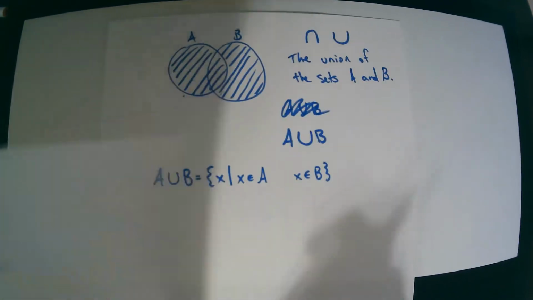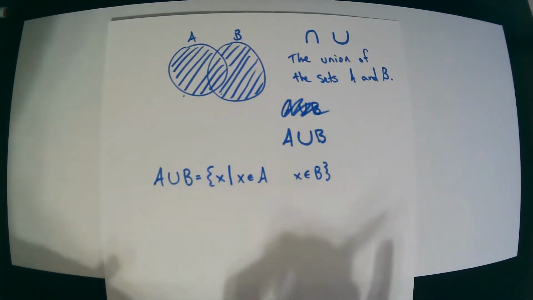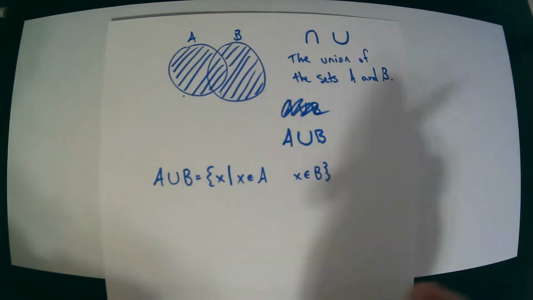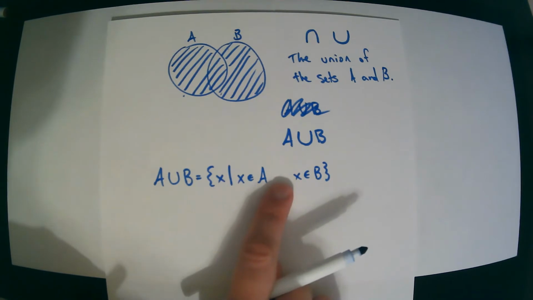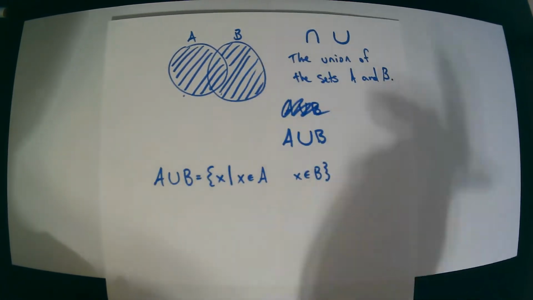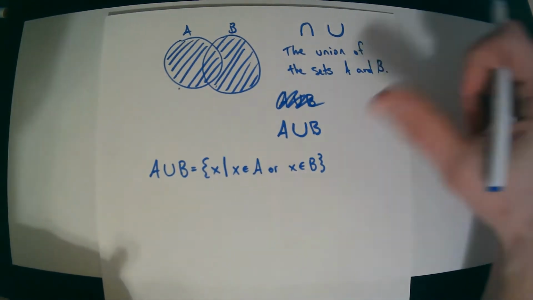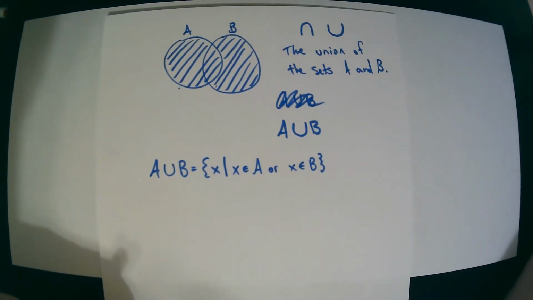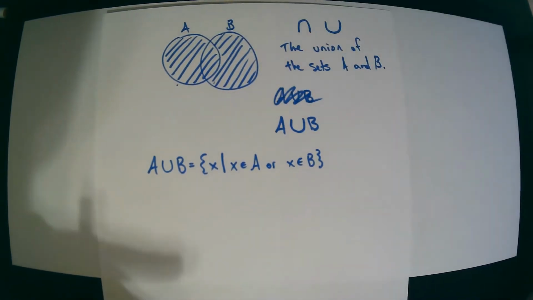So we have to be careful about the use of the word and here, because in math, and is strict. It means you have to be here and here. So we can't use that word right here. It's tempting. You look at this and you say, oh, it's things in A and B. No, it's the things in A or B. Or is much less restrictive. It lets you be here or here.